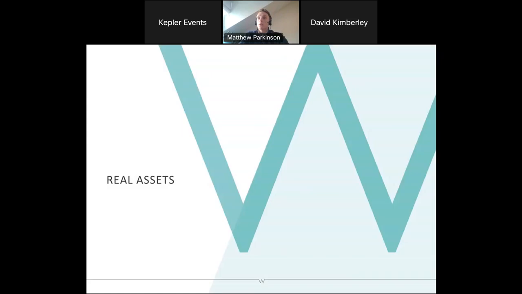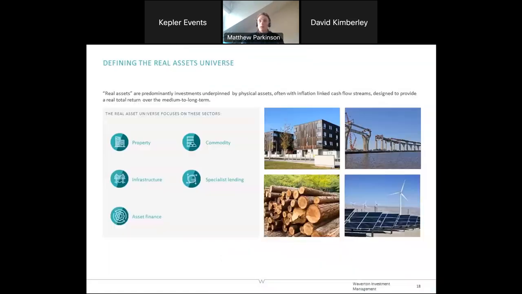Now, onto real assets. So first of all, what do we define as real assets? At Waverton, we deem real assets investments as investments, as I said earlier, underpinned by a physical asset. They typically have inflation-linked cash flow streams, and we believe they'll provide a real total return over the long term.